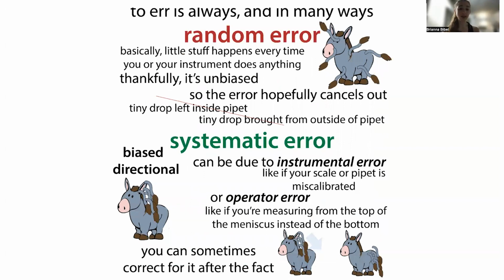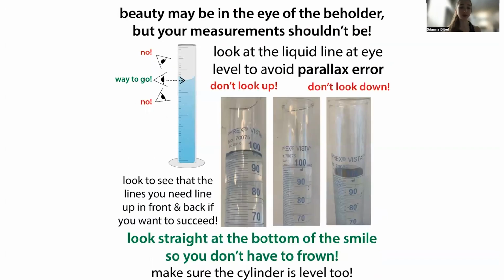But there's also systematic error. An example of systematic error would be if every time you were measuring, you measured from the top of the meniscus instead of the bottom of the meniscus. You would have systematic error because each time you would be measuring a value that was higher than what you should have been measuring.